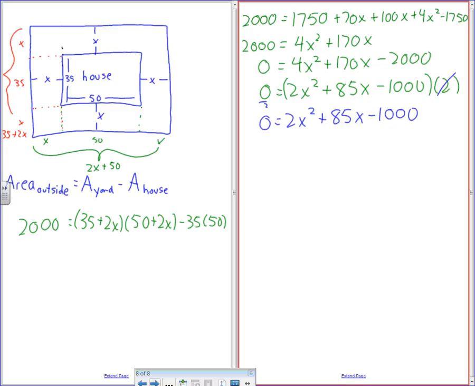Now this is just quadratic formula, so I'm going to go 100 miles an hour. X equals negative 85 plus or minus the square root of 85 squared minus 4 times 2 times negative 1,000, all over 2 times 2.